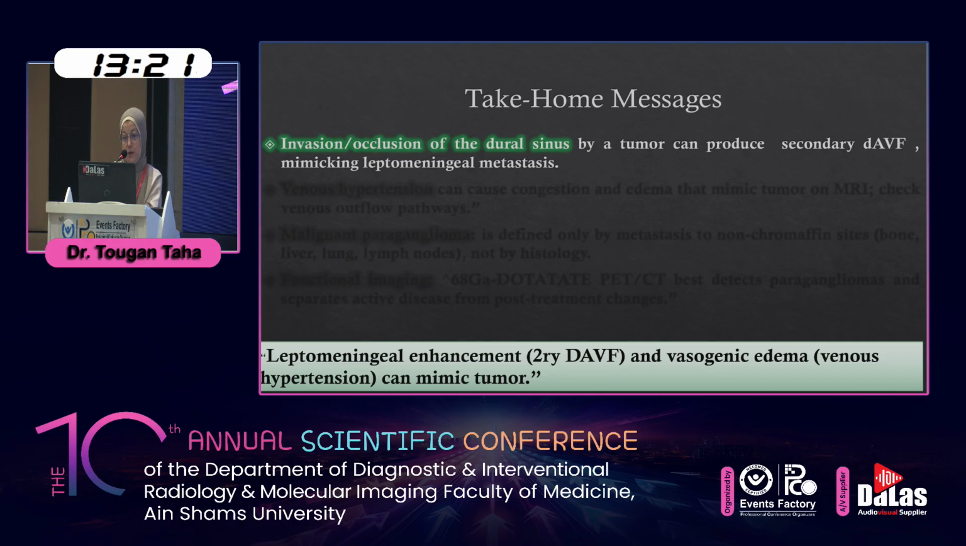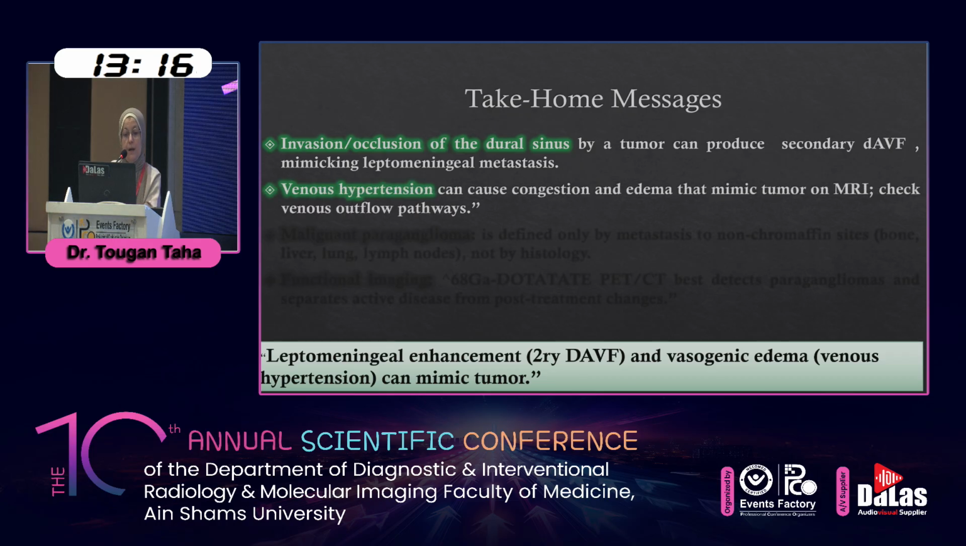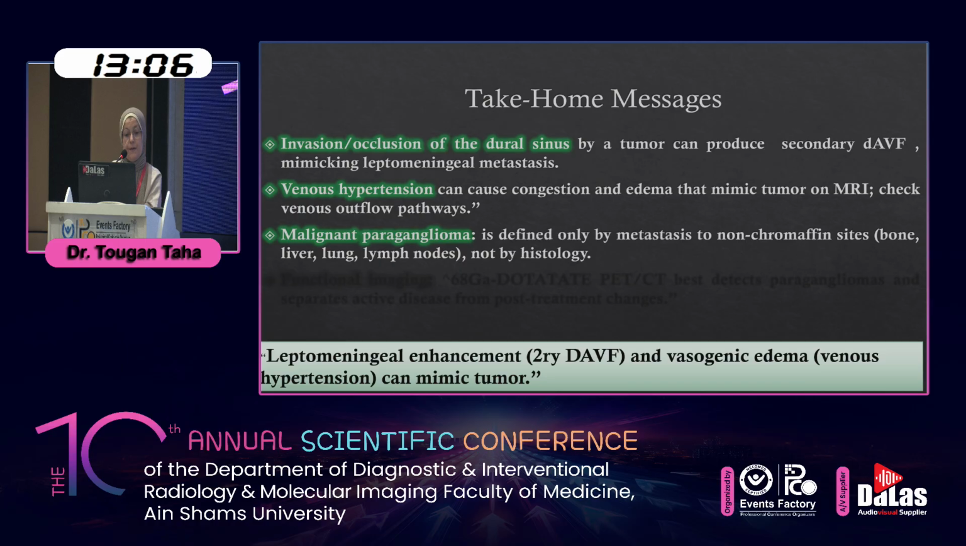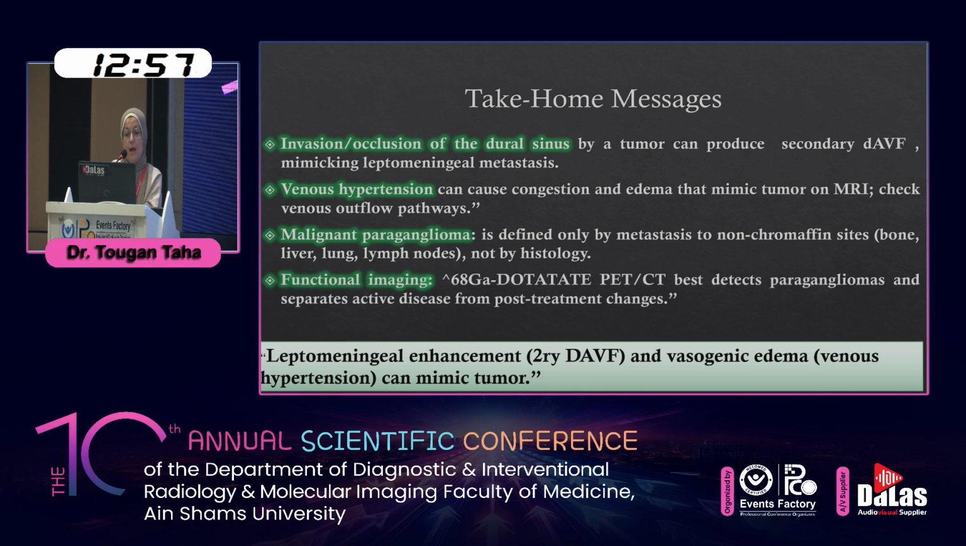can produce dural AV fistula mimicking leptomeningeal metastasis. Venous hypertension can cause congestion and edema that mimics tumor on MRI, so please check venous outflow pathways. Malignant paraganglioma is defined only by metastasis to non-chromaffin sites, not by histology. And gallium dotatate PET-CT best detects paragangliomas and separates active disease from post-treatment changes.